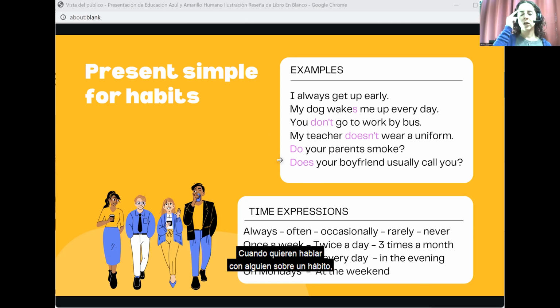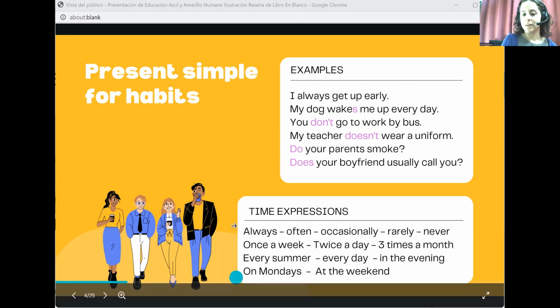So when you want to talk to someone about a habit, your brain should look for the correct structure. Okay? All right. Le voy a preguntar algo diario. Okay. Do you, ¿ya? O no, le quiero decir que yo no lo hago, nunca lo hago. Yes, I don't. Okay, that's how verbal tenses should work in your head.